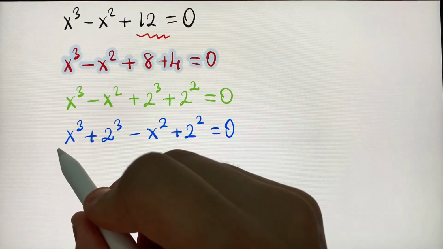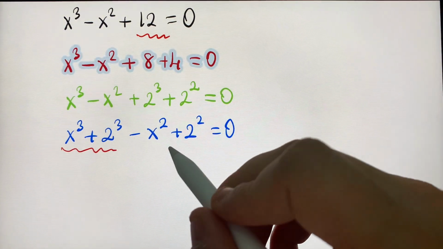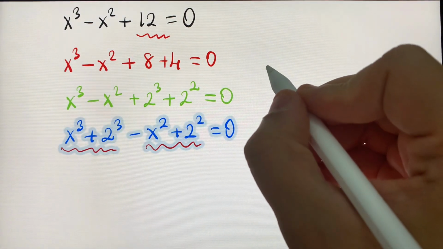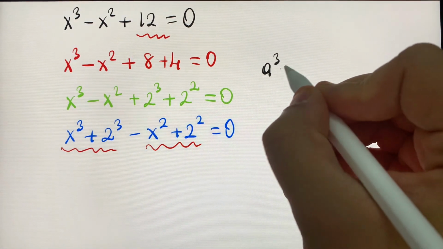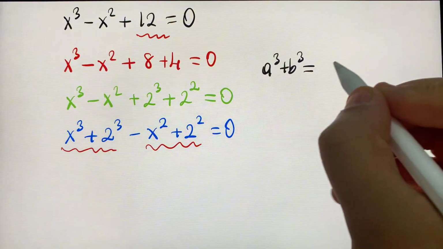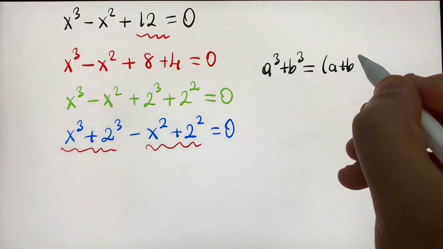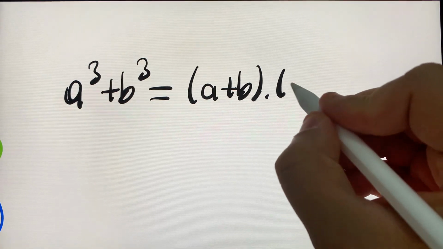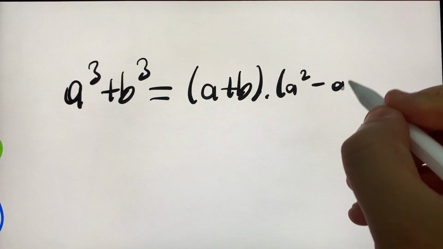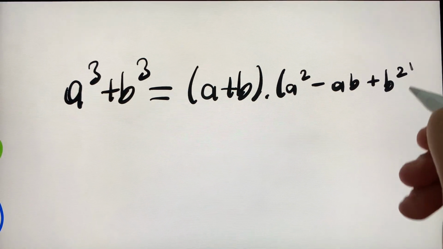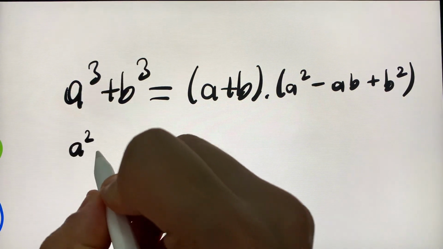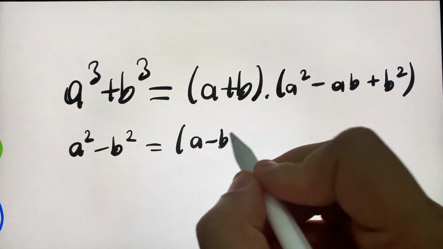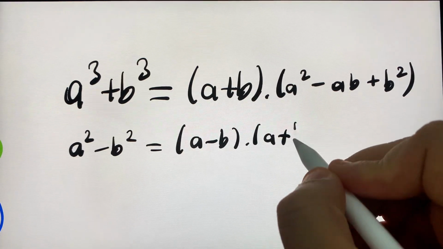If you pay attention here, we go to cube expansion. Remember the rule: the expression we call a cubed plus b cubed is a plus b in brackets, then a squared minus a times b plus b squared. What was the expression we call a squared minus b squared? a minus b times a plus b.